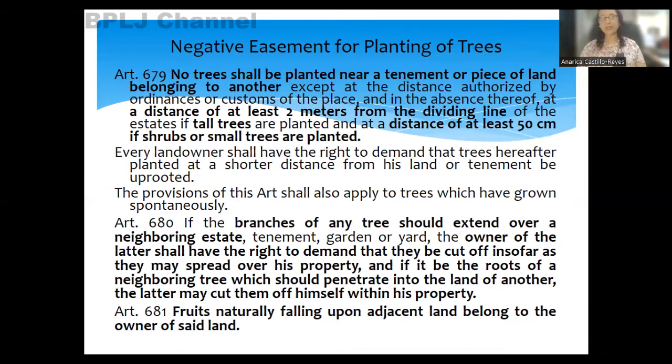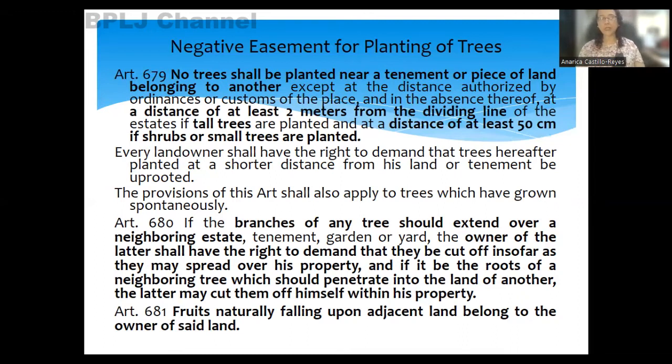If the branches of any tree should extend over a neighboring estate, tenement, garden, or yard, the owner of the latter shall have the right to demand that they be cut off insofar as they may spread over his property. And if it is the roots of a neighboring tree which should penetrate into the land of another, the latter may cut them off himself within his property. So if there are branches or roots which penetrate within the adjoining land, then you also have the right to demand that they be cut.